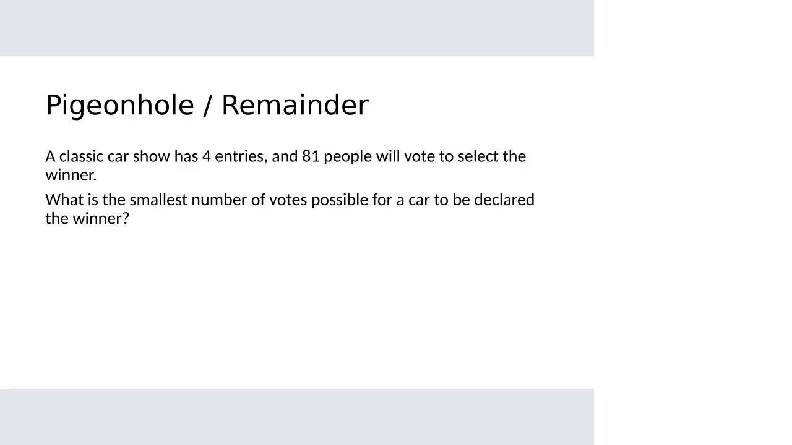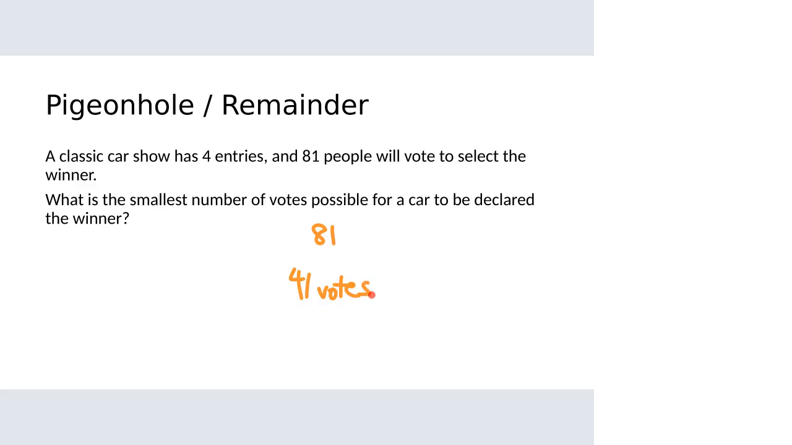A classic car show has 4 entries, and 81 people will vote to select a winner. What's the smallest number of votes possible for a car to be declared the winner? Now, your first thought might be that, well, there's 81 people, so there's 81 votes. So if you cut that in half, that's 40.5. So if you get 41 votes, that would make you the winner.